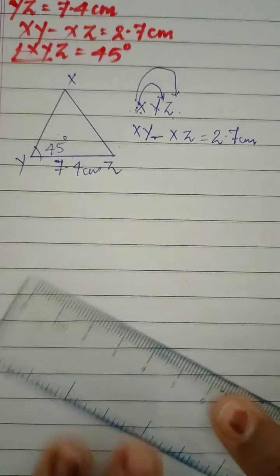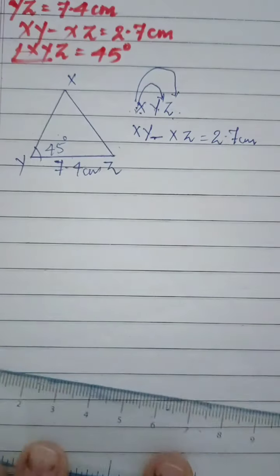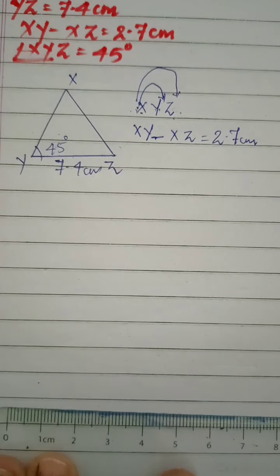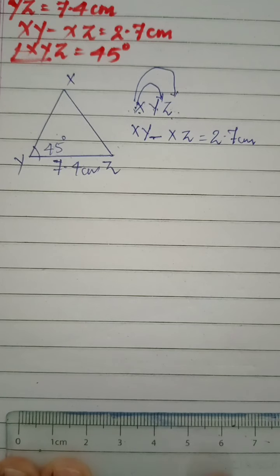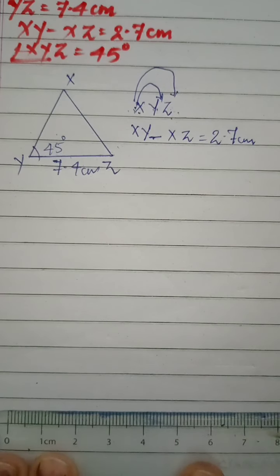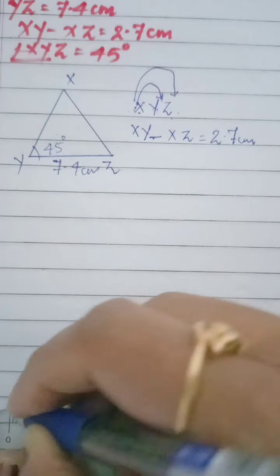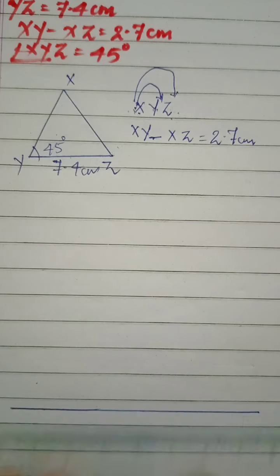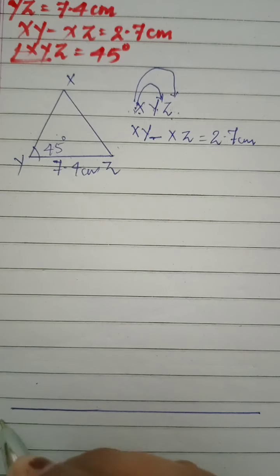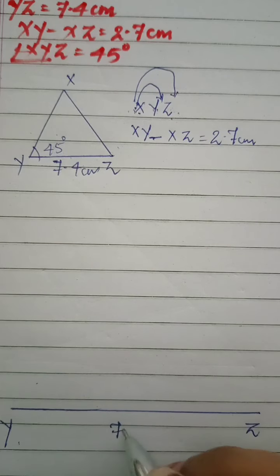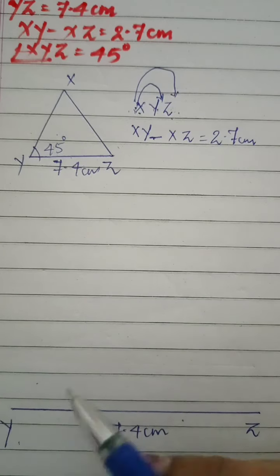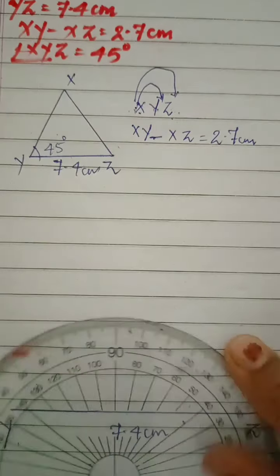What is that method? First we will draw the base 7.4. YZ we will draw 7.4. Okay, I have drawn the base. This is YZ. Write down the name. YZ, 7.4 centimeter.